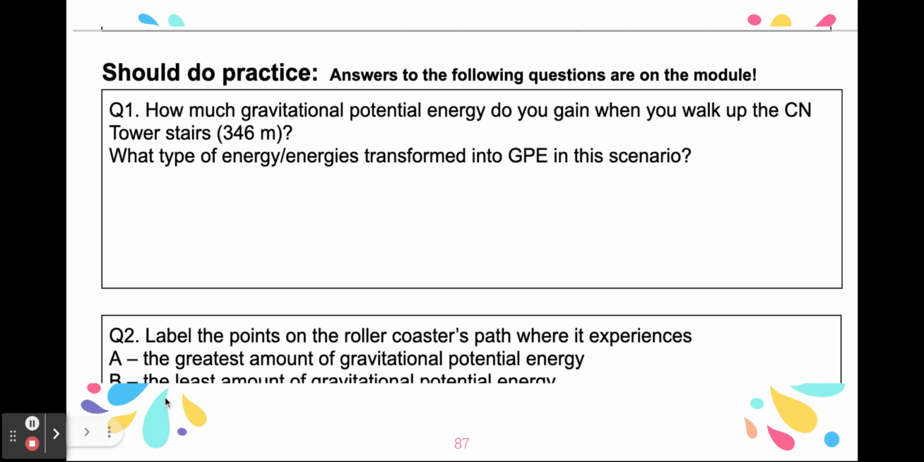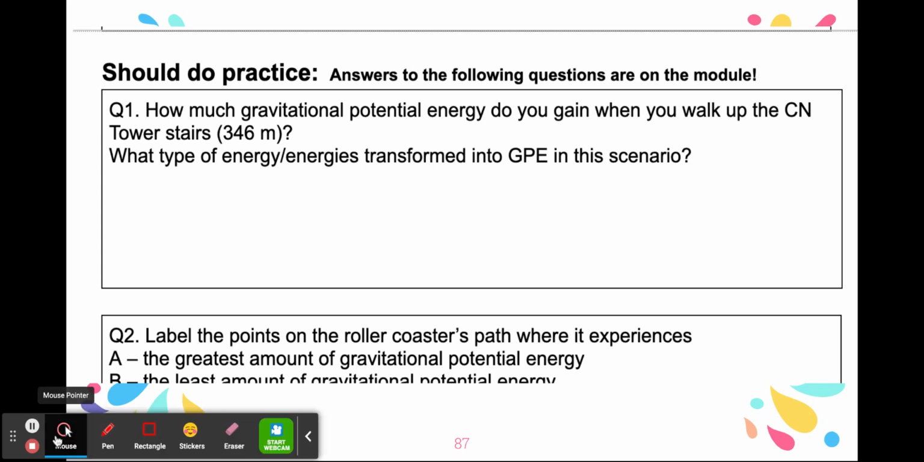Great. So now it's your turn. You have a bunch of should-do practice problems. You should do these. The answers are going to be on the module in the should-do portion of your module. You should do the question first and then check your answer. That's going to help you the best. If you have questions, let me know.